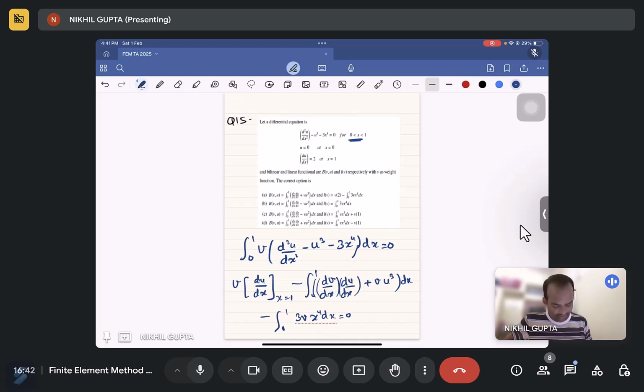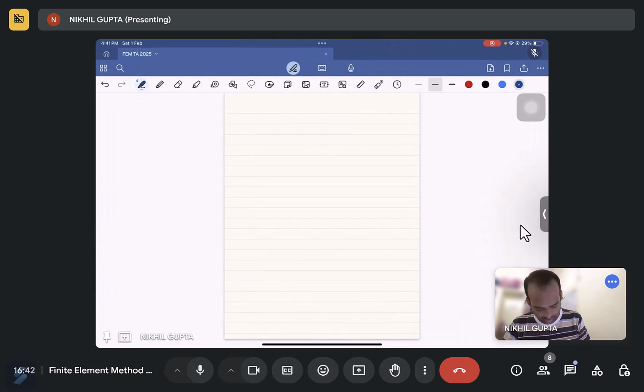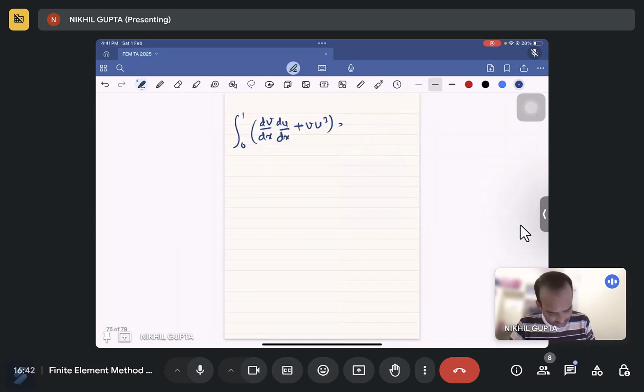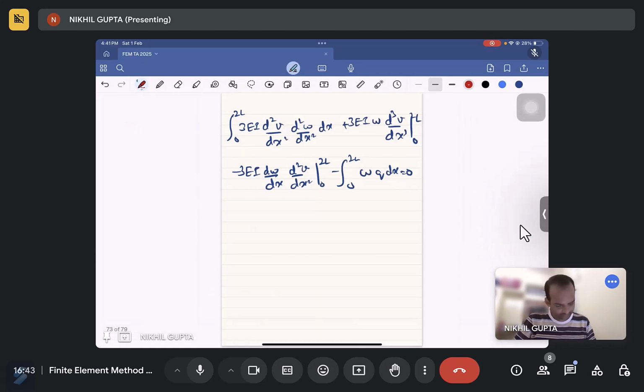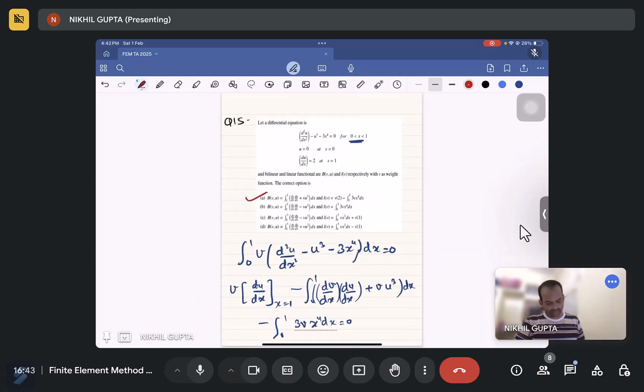Okay, now we'll apply the boundary condition and we'll get integral 0 to 1 of dv by dx du by dx plus v u cube, dx equals v at 2 minus integral 0 to 1 of 3v x power 4. We have put the boundary condition. So you can see that this is the bilinear term and this is the linear term. So in the question you see the bilinear term matches this and the linear term matches this.